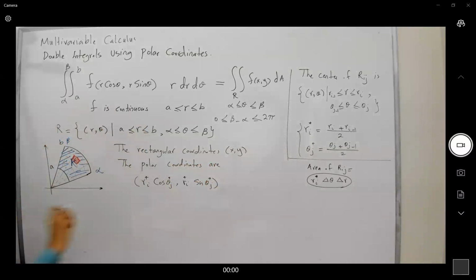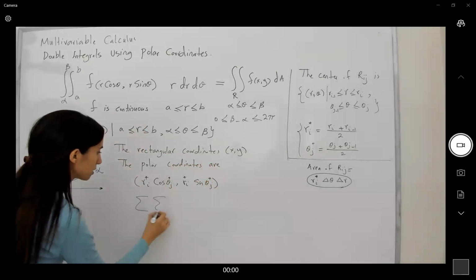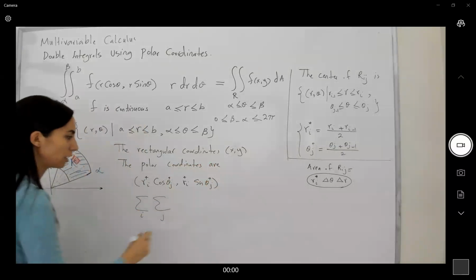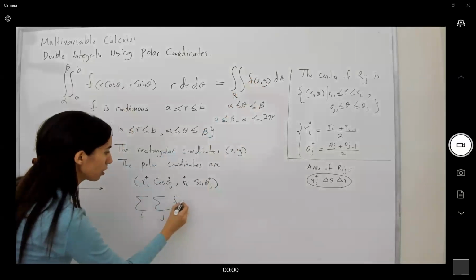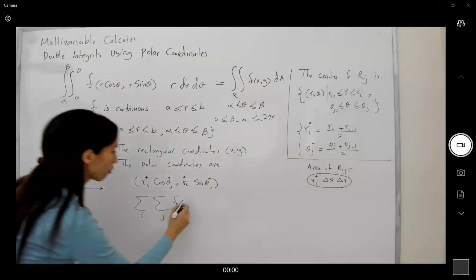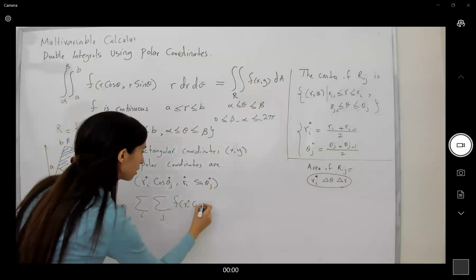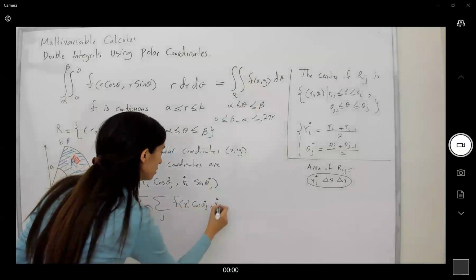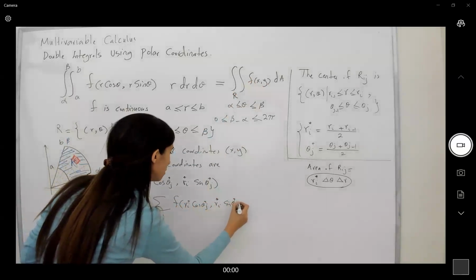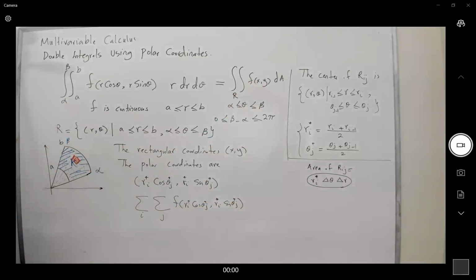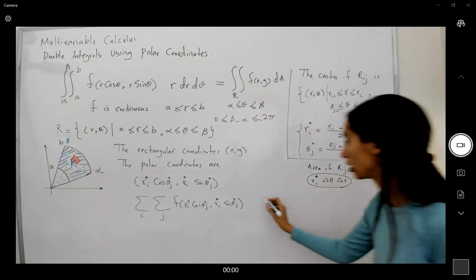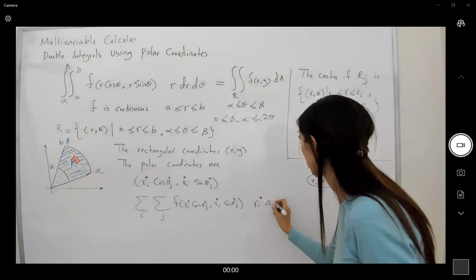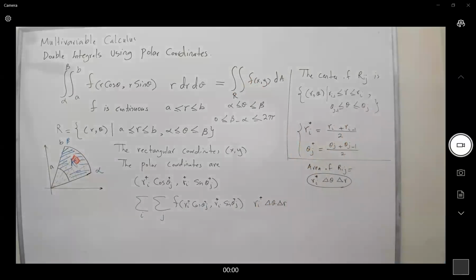Okay, perfect. Now, if we take the double Riemann sum over j and over i, and our function is f of x and y, I'm going to convert all of them into polar format: Ri star cosine theta j star, comma Ri star sine theta j star. Okay? So the area of this little piece is actually Ri star delta theta delta R.